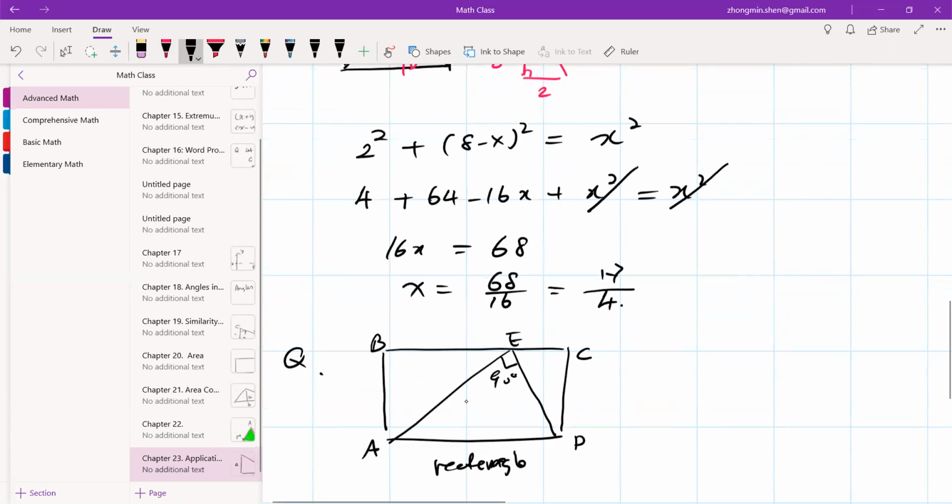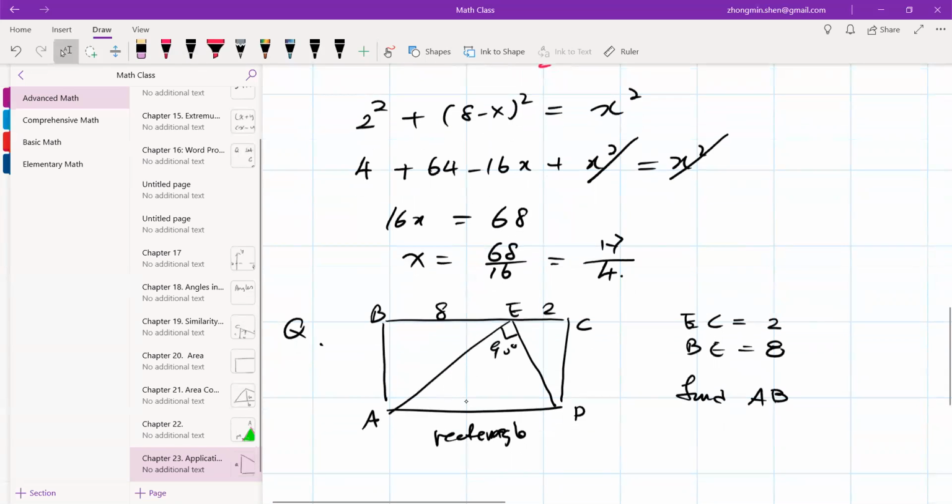I also have the following information. EC is going to be 2. BE is going to be 8. This is 8, that's 2. Can you find out AB? Or sometimes we ask you to find the area of this rectangle. If you find the area of the rectangle, you need to find the other side. So find this X.